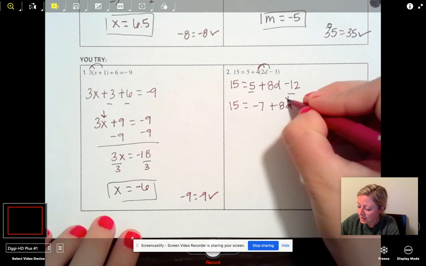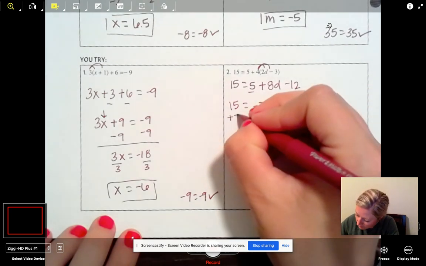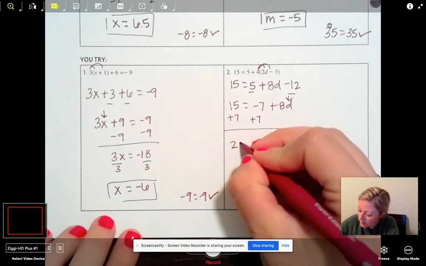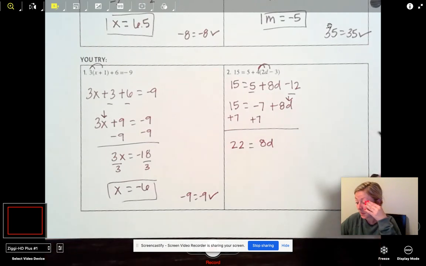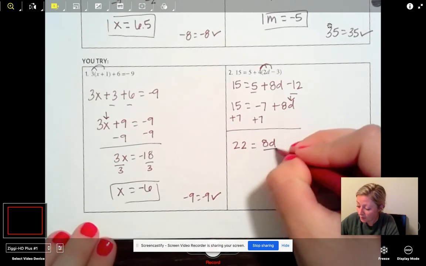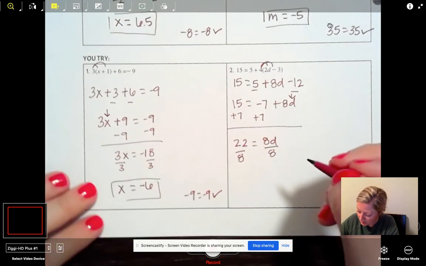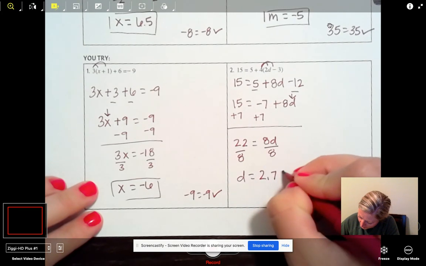Our goal is to get d alone, so we have to add that 7 over. 15 plus 7 is what? 22 equals 8d. How do you undo times by 8? Well, we divide by 8. 22 divided by 8. It's okay that we get a decimal, 2.75.